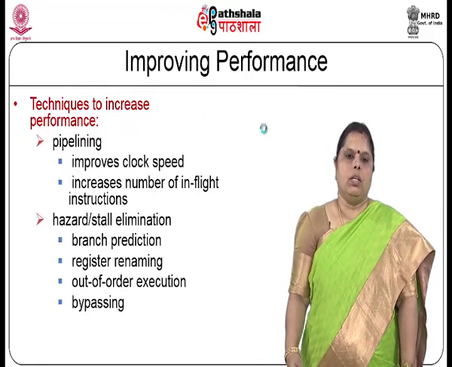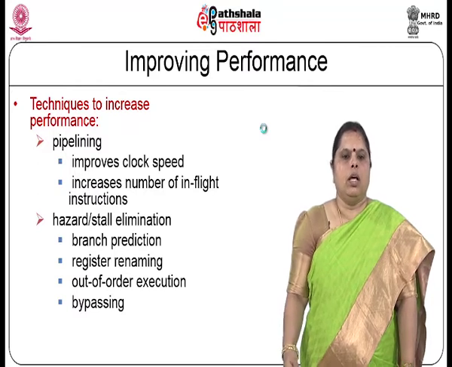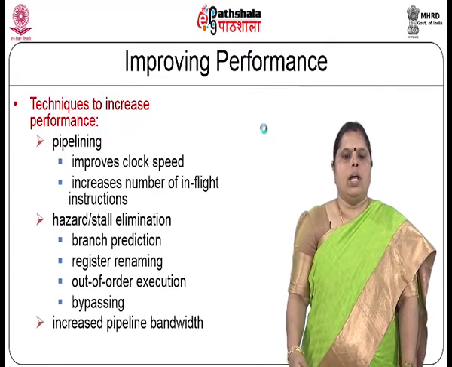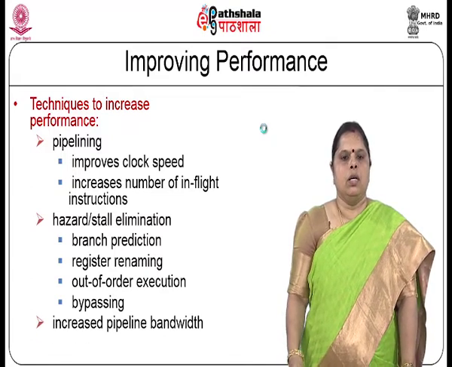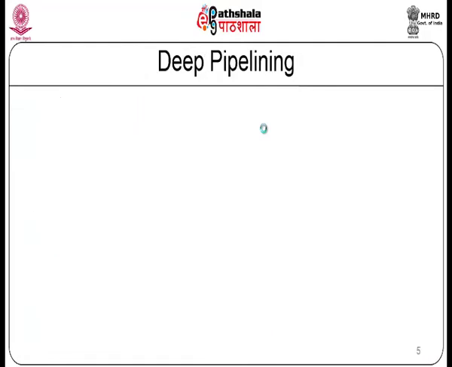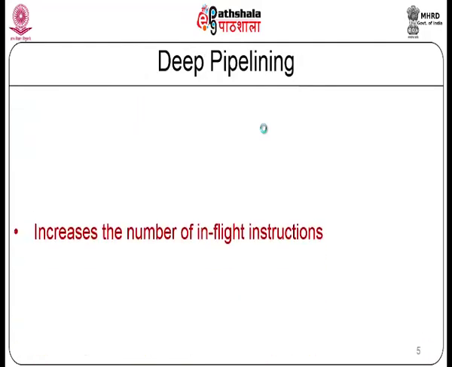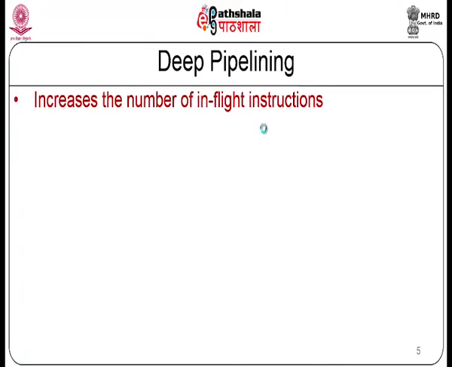We have looked at the basics of pipelining, and we have looked at different ways of eliminating or minimizing hazards in pipelining. So, the idea of pipelining is to improve performance, and we have looked at different techniques for solving the problems associated with pipelining. Now, what happens when we try to do deep pipelining? We will first of all look at the effects of pipelining and see how we look at other methods.